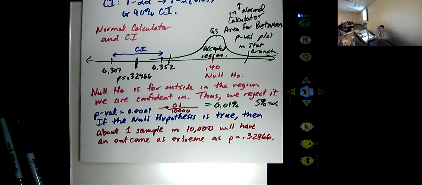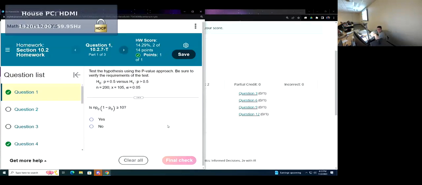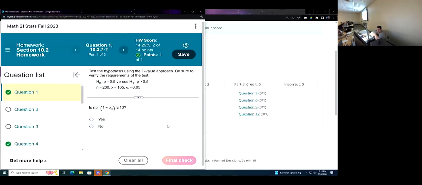All right, so question number one. Question number one says test the hypothesis. I'm not changed over, am I? Test the hypothesis that, using the p-value approach, be sure to verify the requirements of the test.